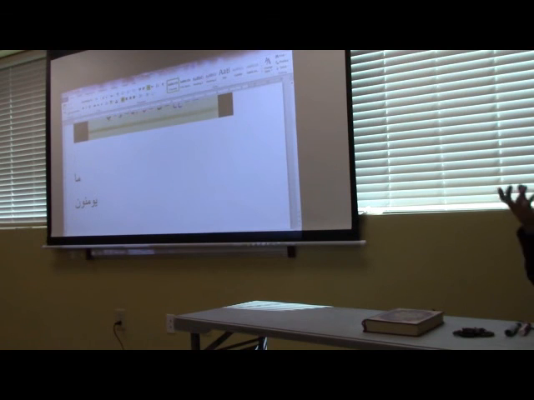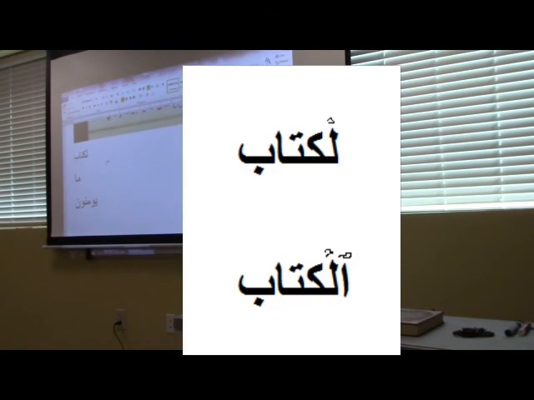There are some words that have sukoon in the beginning. Like if you want to say al-jabal, for example, or al-kitab. What do they do? Or let's take a verb. Qara'a. Okay? Qara'a.